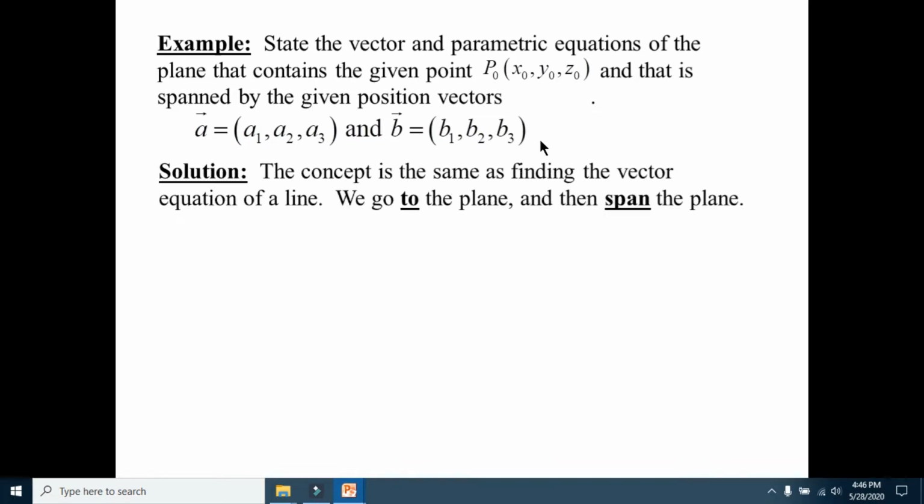Solution. The concept is the same as finding the vector equation of a line. For the line, we went to the line and then any multiple of its direction vector. So we would span the line. So what we'll do here is we'll go to the plane and then we'll span the plane using our spanning set here, A and B, because they're non-collinear.